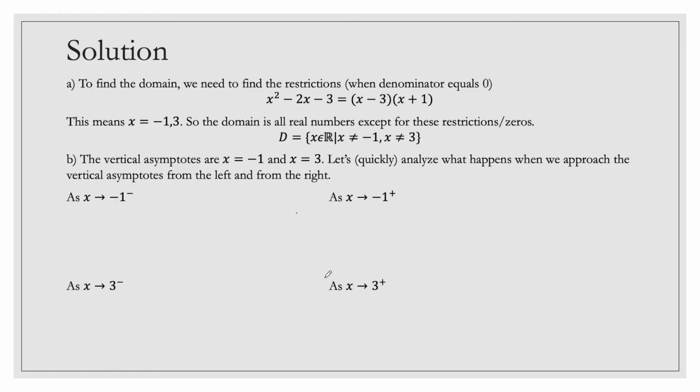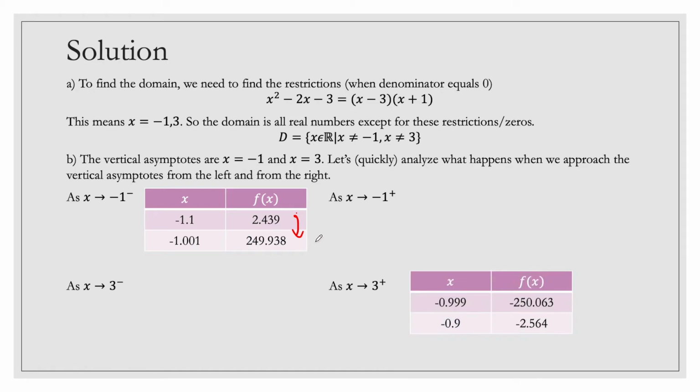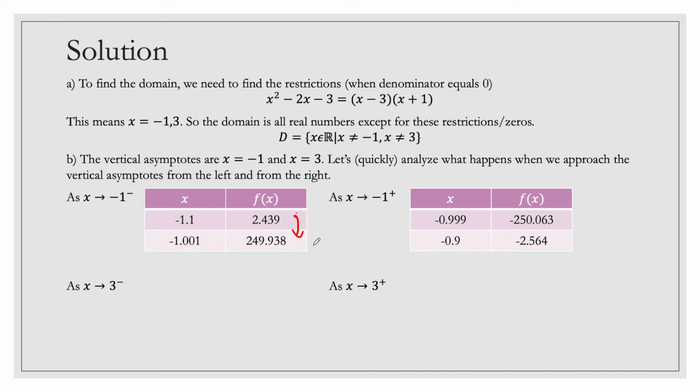So let's consider what happens as we approach -1 from the left and from the right. As we approach negative 1 from the left, we notice that the values are getting larger and larger. Again, in this example, we only use 2 points, but this just gives you an indication of what is happening. We can see here that the closer we get to negative 1 from the left, the larger the numbers become. And as we approach negative 1 from the right, we will sub in a number that is slightly bigger than negative 1. So if we sub in -0.99999, then we see that the f(x) value is going to a large negative number.